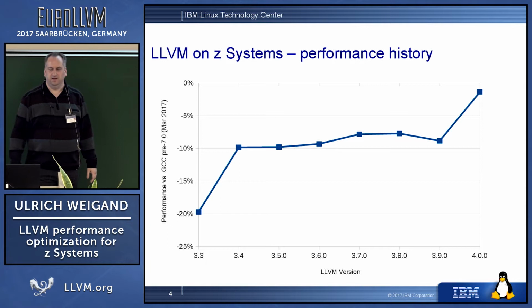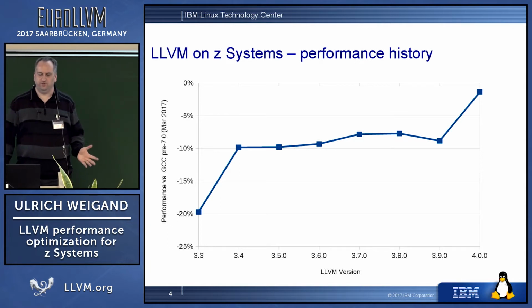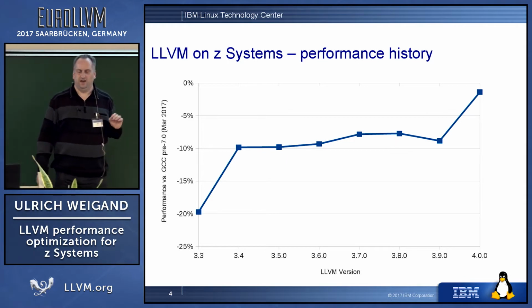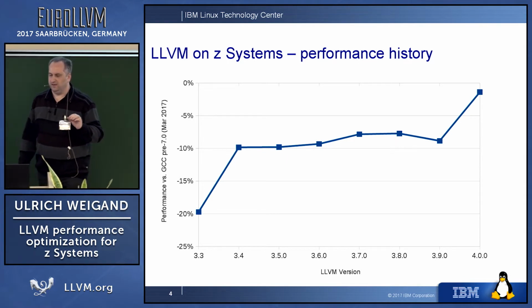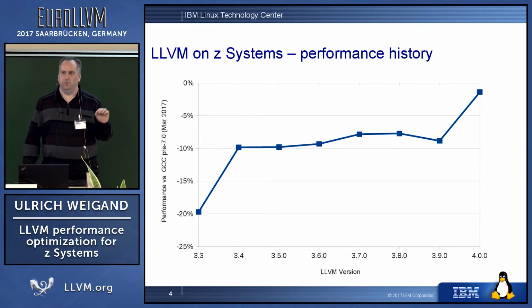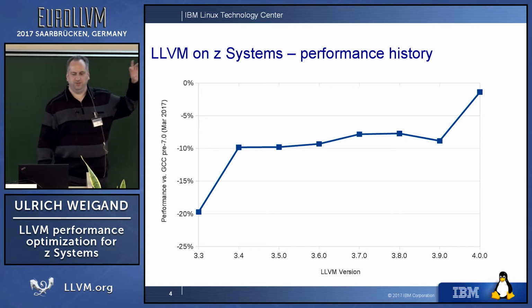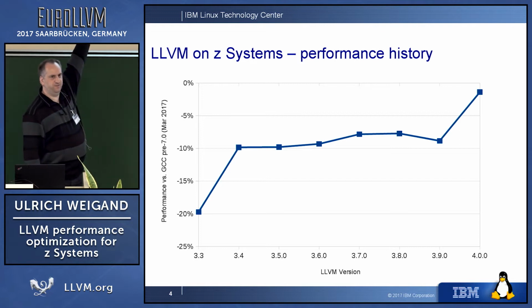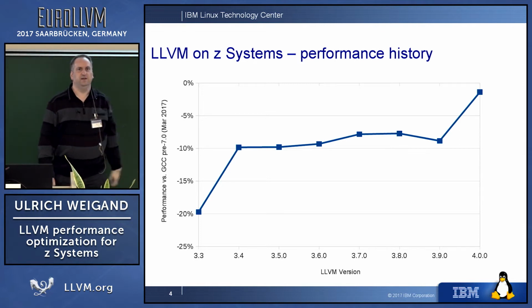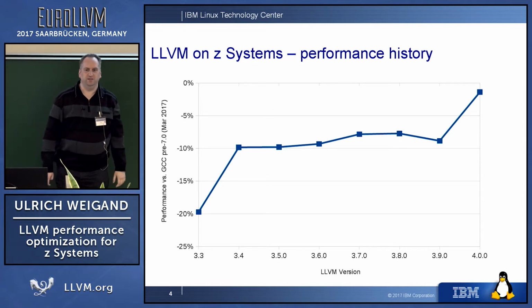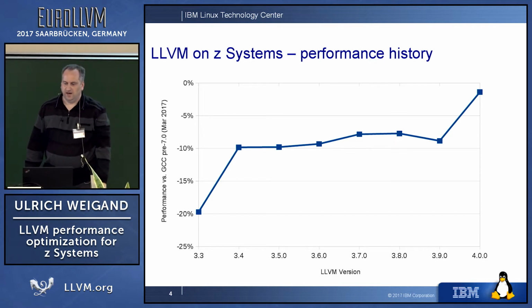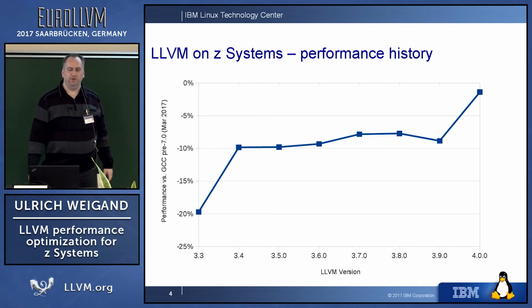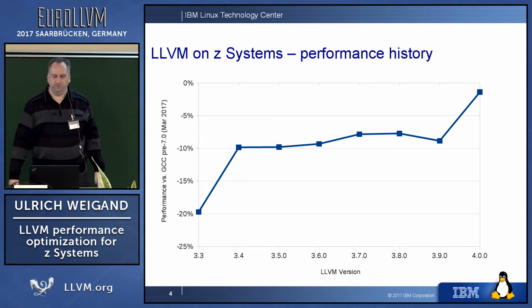Parts of which we knew already, and some parts of that were surprising to us as well. What I'm trying to do now is show what we did in order to achieve that. If you look at that, where we started out with 20% worse than where we are today, it's quite an improvement in compiler terms, I'd say. So what is it that we did, and is there still room for further improvement?